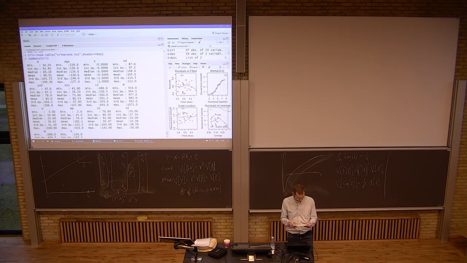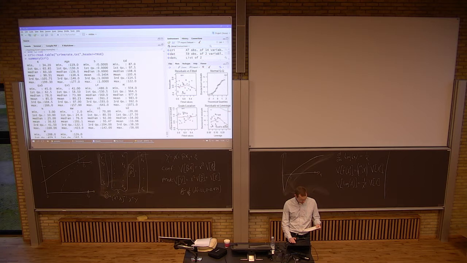LF is labor force participation. M is number of males per 1,000 females. So most places there are more females. N is a state population size. NW is non-whites per 1,000. That has quite a large spread.